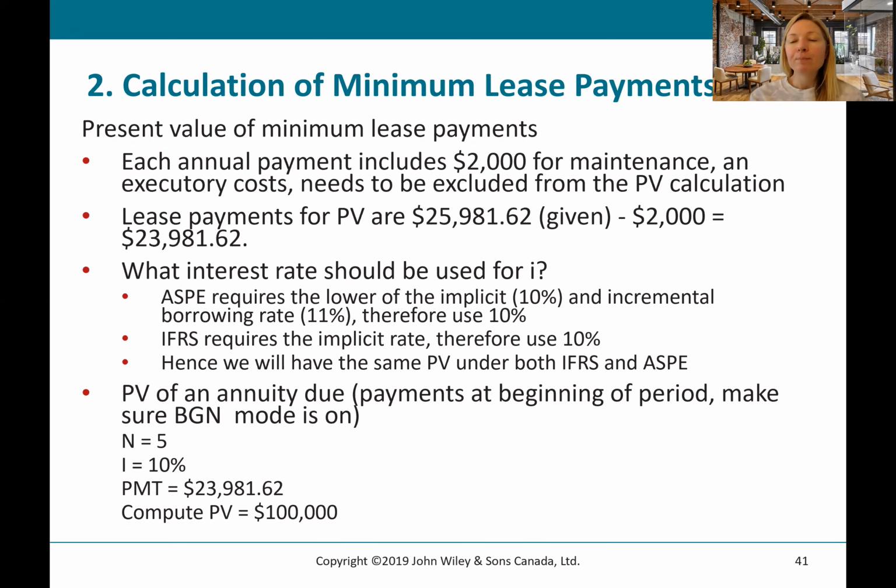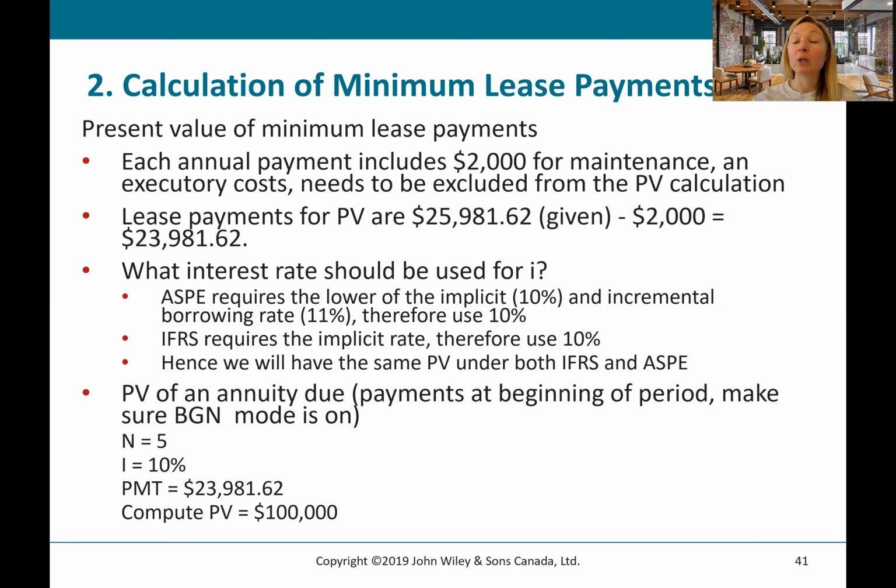So we're told that there is a $2,000 executory cost included in the lease payments, and we need to take that out. So our lease payments in the question were $25,981.62, and we're going to subtract $2,000 because we don't want that payment to be included in our present value. So now our lease payment per month is $23,981.62, and that's really important. Because if you did this calculation with the $25,981, you would not end up with the right present value. So we really do need to watch for those executory costs. And the good news is they really have to be given very clearly in the question.